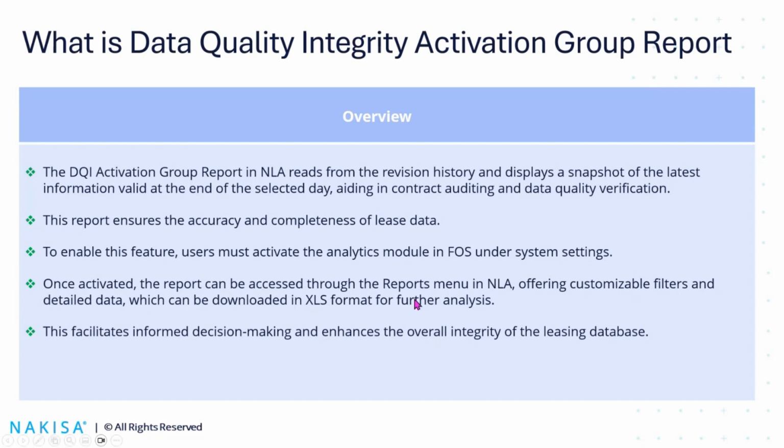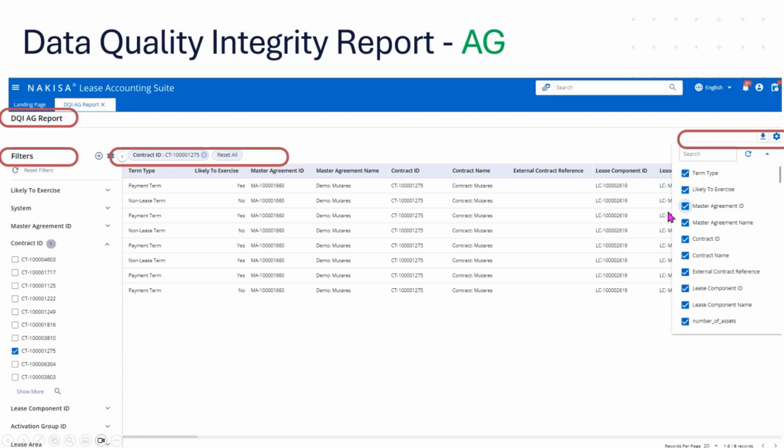So the report gives the user access to all the fields that we have available on the UI for the activation group. So if I go down, if I have a snippet, again, you can sort it. In this case, I actually selected a particular contract. So we'll see we have a contract ID here, and it will give me the terms for the contract.